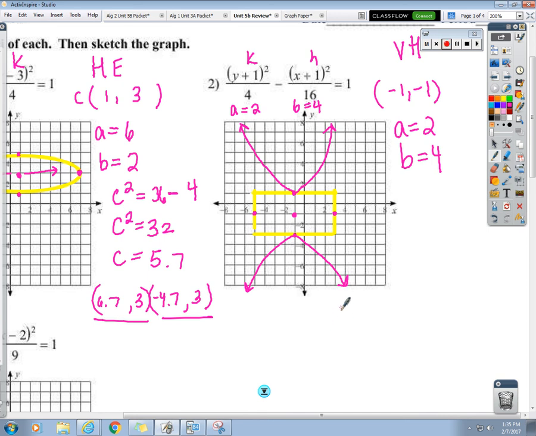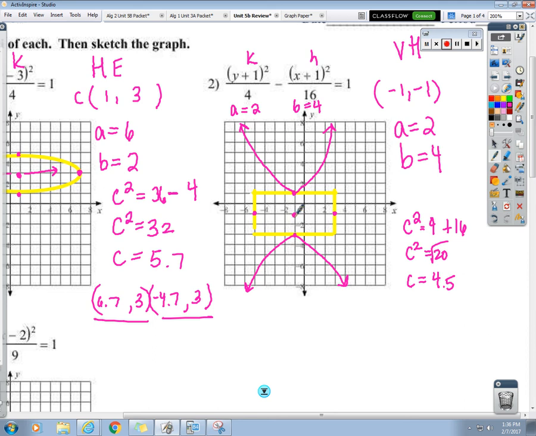The foci. Well, for a hyperbola, when you do the foci, you add the a squared and the b squared. So that would be 4 plus 16, which is 20. And then the square root of 20 is 4.5. Okay, which way from the center will we be going 4.5? Up and down because it's a vertical hyperbola.